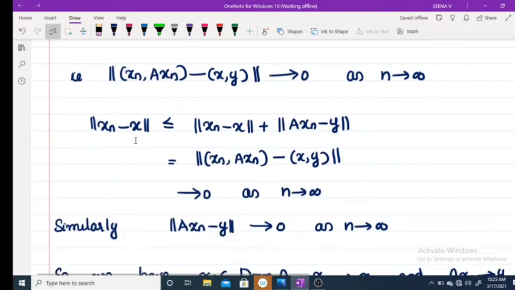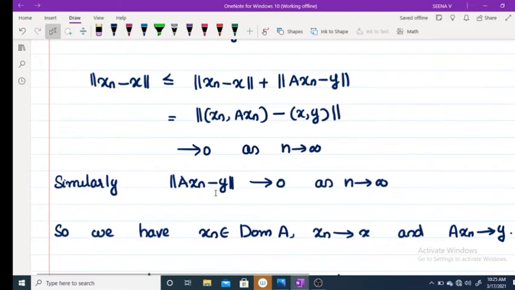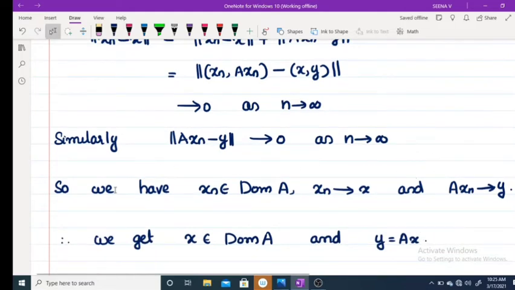That means this norm tends to 0 as n tends to infinity. Now the norm of x_n minus x is less than or equal to the norm of x_n minus x plus the norm of Ax_n minus y, because this is a positive quantity. By definition this is equal to the norm of (x_n, Ax_n) minus (x, y), and this tends to 0 as n tends to infinity. Similarly, we can prove that Ax_n minus y tends to 0 as n tends to infinity.